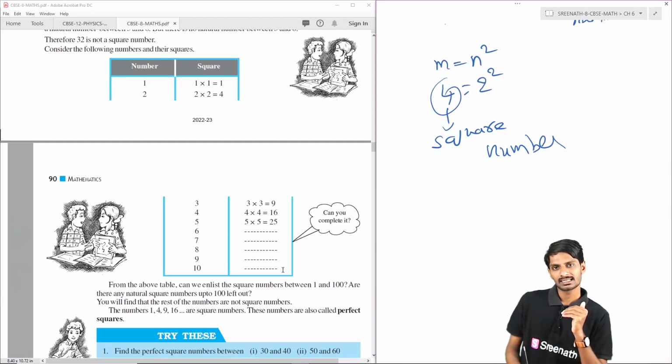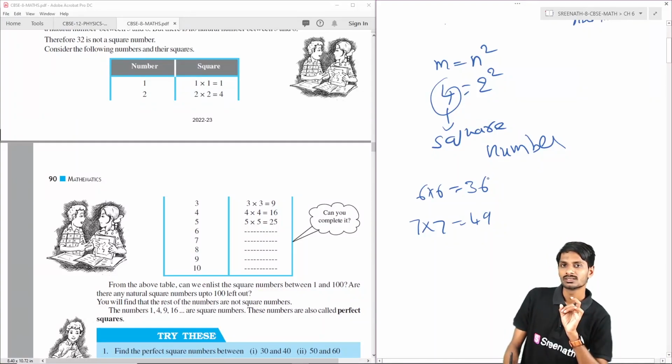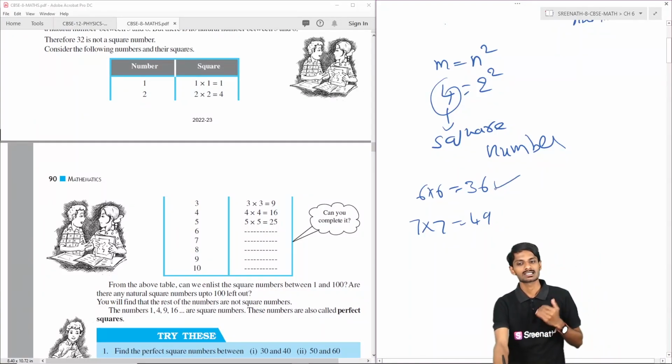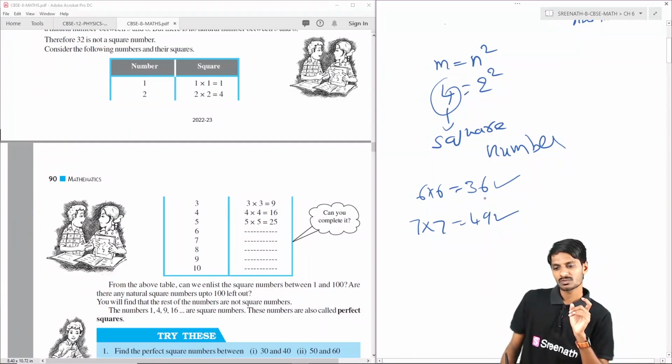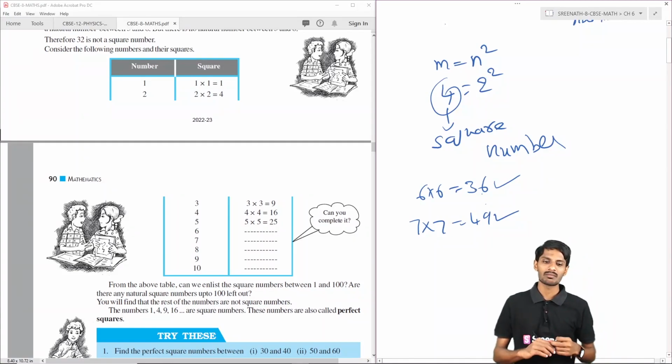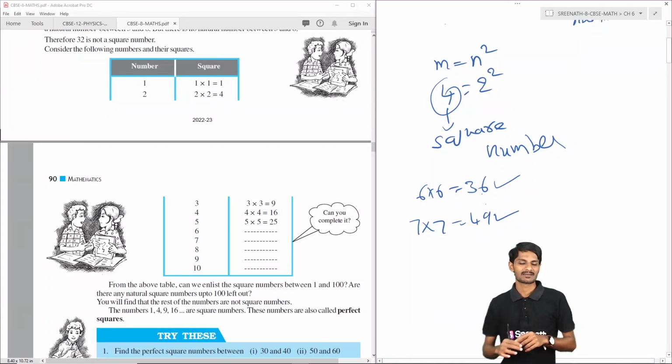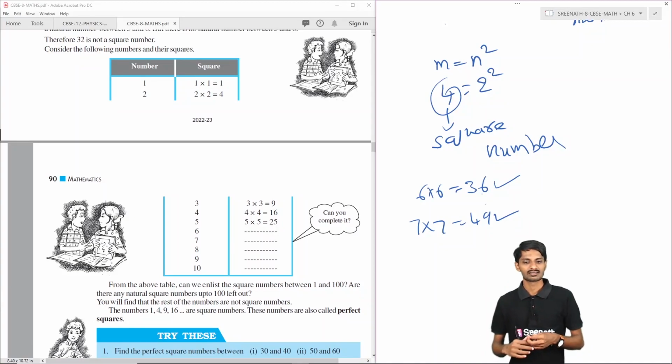So can you write like this? Yes, we can write. After 5 there is 6, and 6 into 6 is 36, and 7 into 7 is 49. So the square number is 36, the next square number is 49 itself only. So there are some numbers between 36 and 49, but those numbers we don't call them square numbers. Okay, students.